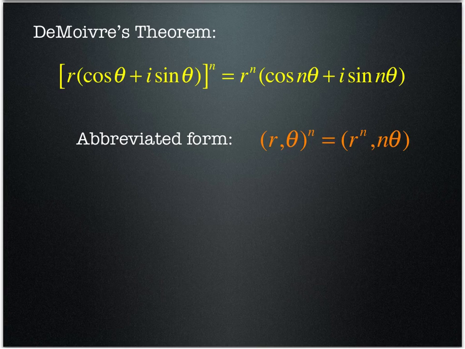So this is huge. Notice what this theorem says. If you have a polar form complex number raised to a certain power, all we have to do is raise the r value to that same power, and then we have to multiply the angle by that power. So here's kind of an abbreviated form that we'll refer to quite a bit. R theta to the n equals r to the n, comma, n theta. And of course we could put this back in rectangular form if we want to as well. But very powerful and important theorem.